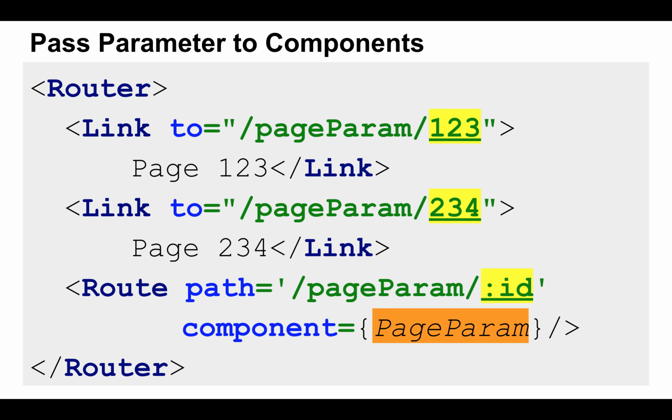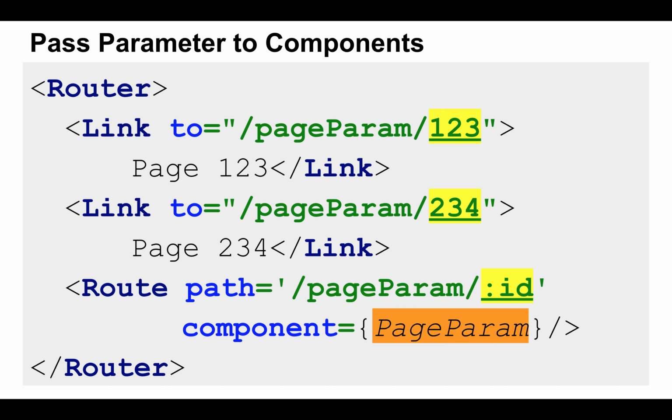So let's take a look at how we could do that. Here we have a router, and it contains two links that are actually mapping to the same route. See that? Up to this point, we've only seen individual links mapping to their individual routes. Course editor maps to course editor. Course list maps to course list. And course grid maps to course grid.